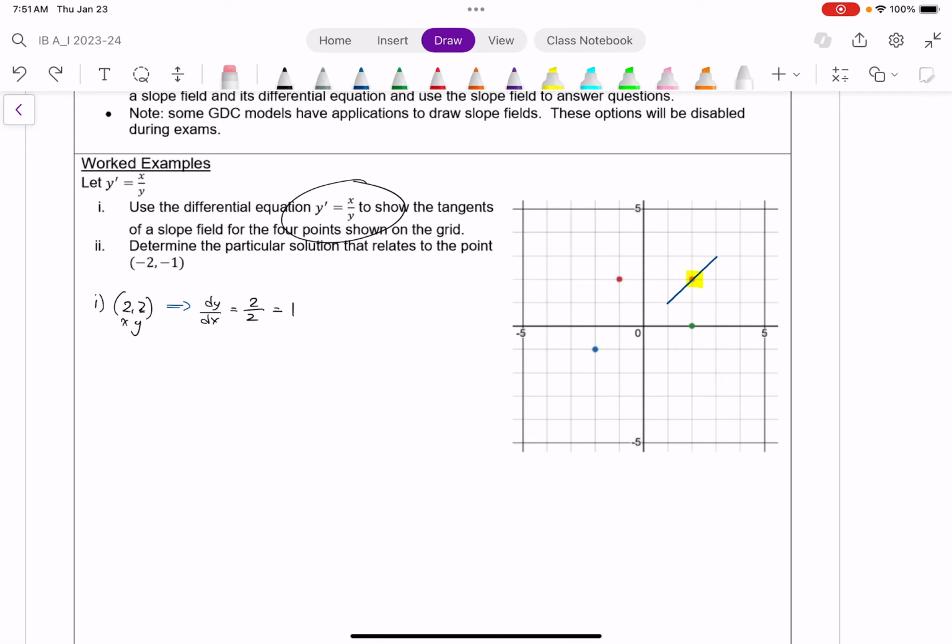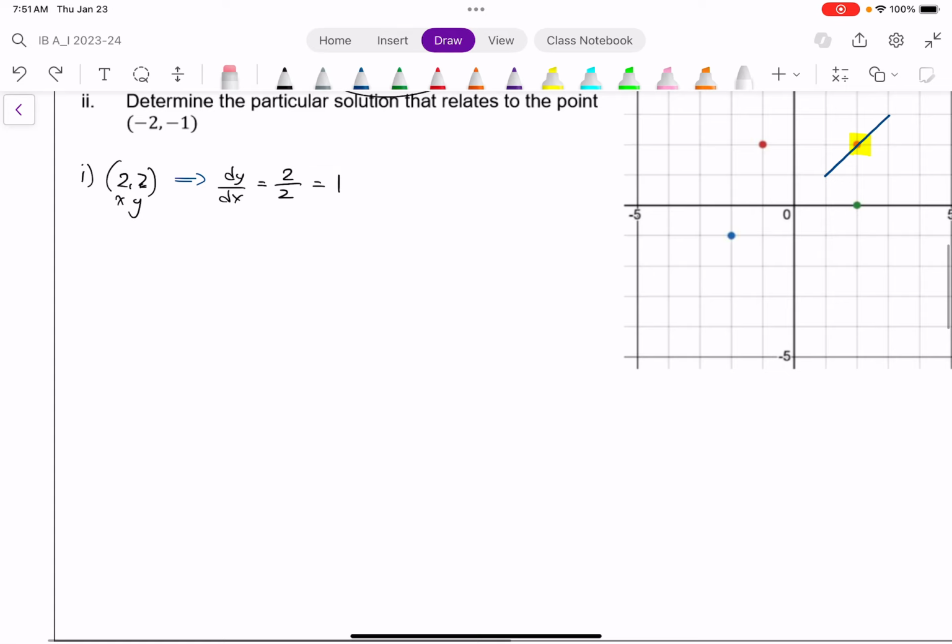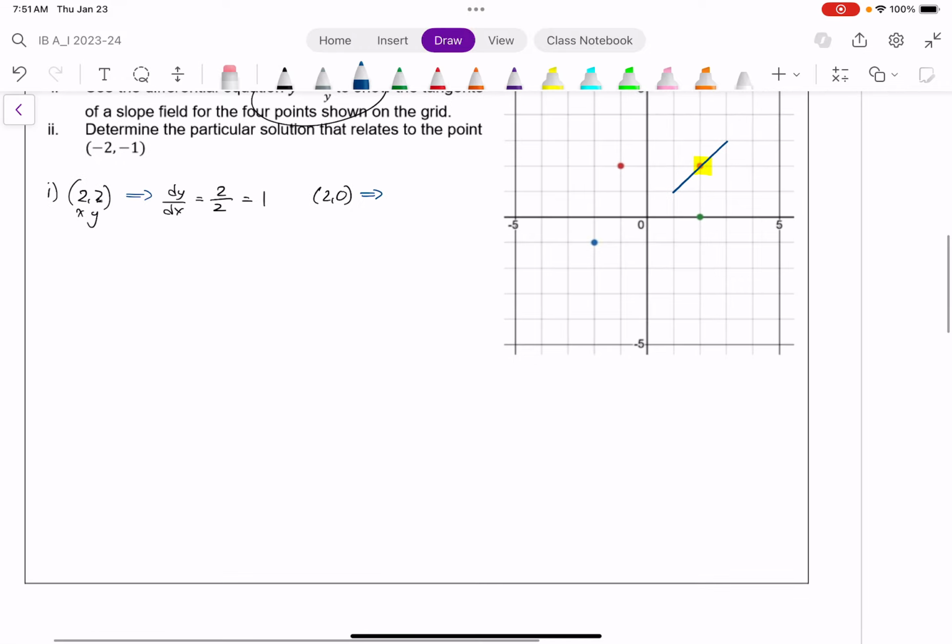And so I'll do the same thing for the other points. I'll go clockwise here. Look at the point in green, which is at (2, 0). That means at that point, my differential equation, dy/dx, because it's just x divided by y, is 2 divided by 0, which is undefined. So how do I draw that? Well, keep in mind an undefined slope is a vertical slope, so I just draw a vertical line at that point. All right, nice and quick.